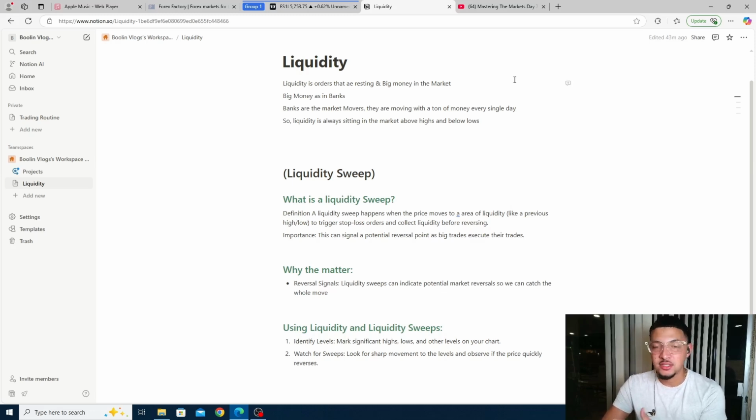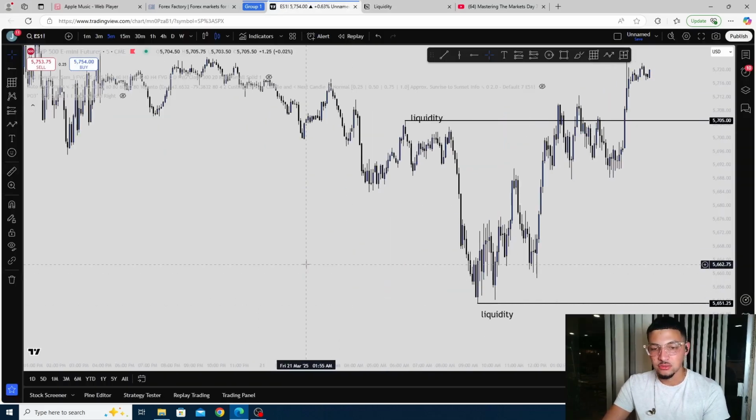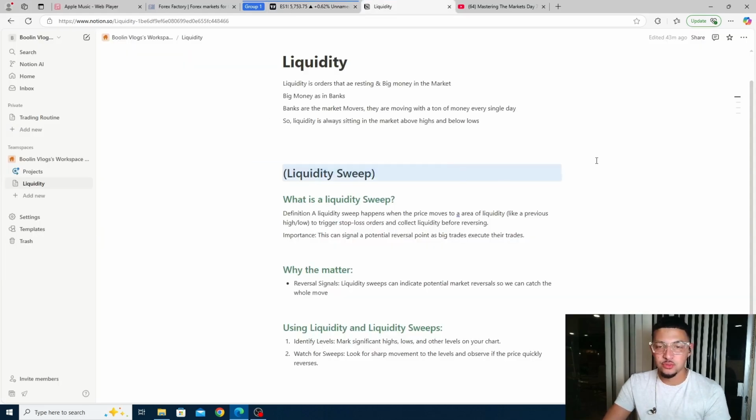All these big institutions got so much money and so much power in the market that they always like to grab liquidity. So liquidity is always sitting in the market above highs and below lows, of course. I will explain to you, above highs and below lows. You're not gonna see liquidity in the middle of the market, never. You're always gonna see liquidity on the bottom of the market, trying to grab it, or on the top of the market.